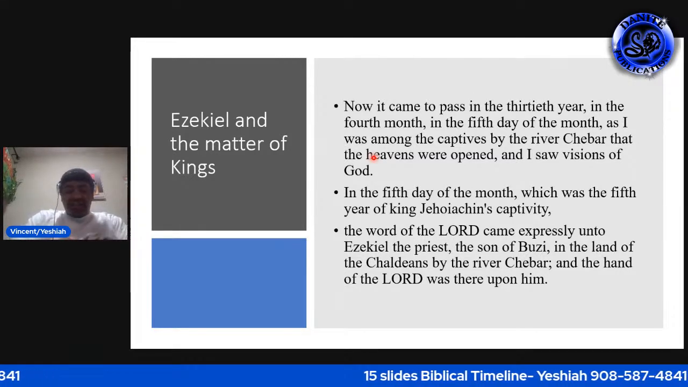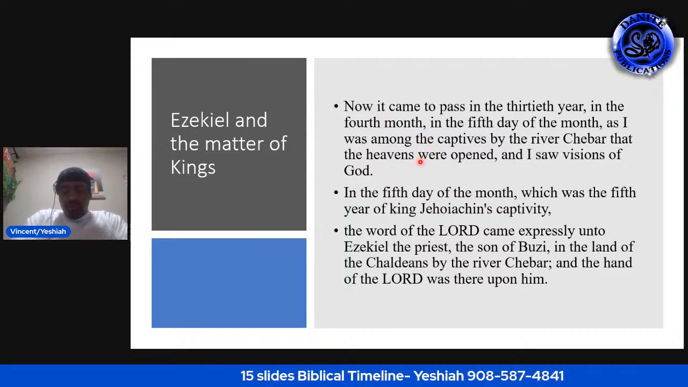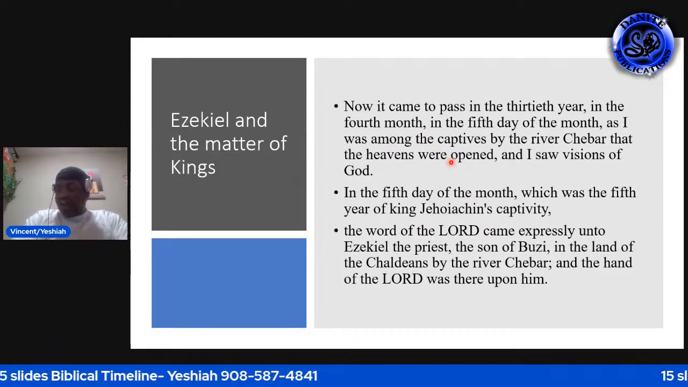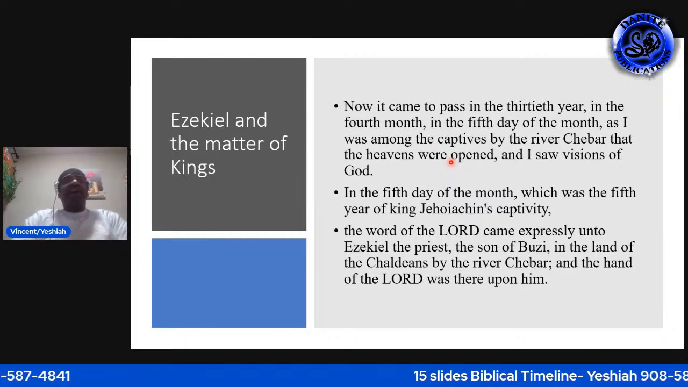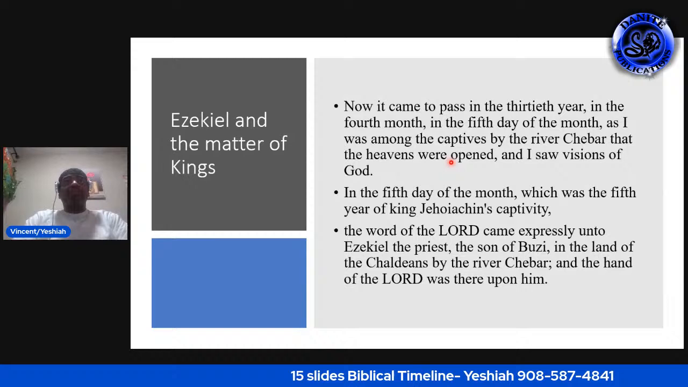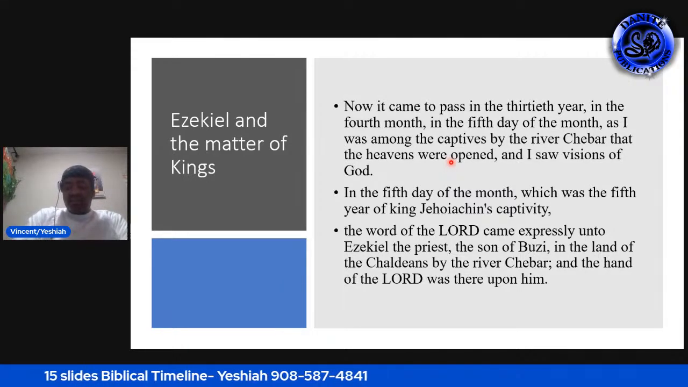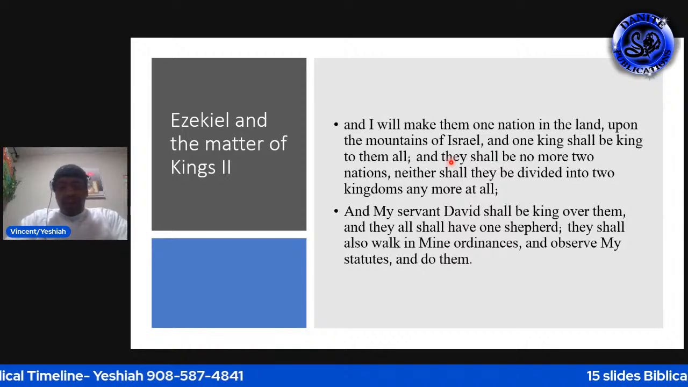Again, the timeline of Ezekiel is known by the rule of a king and how that timeline was done. So regnal dating, you're not going to find Ezekiel saying, brothers and sisters, the 6th century BCE. You're not going to find that. So this is what we want to point out in that case. Let's go on here. All right.